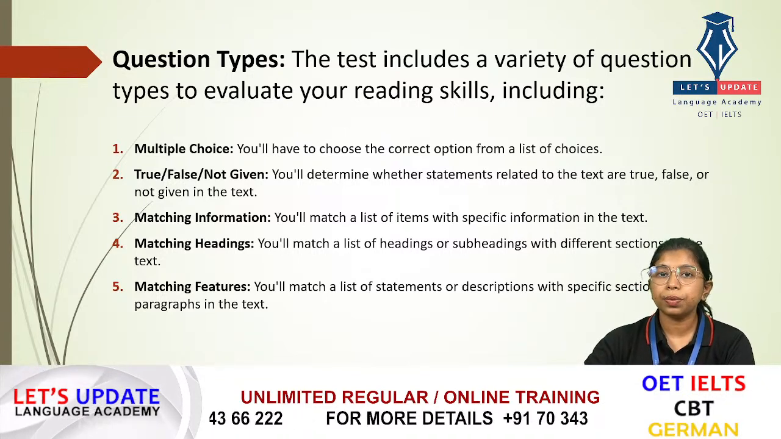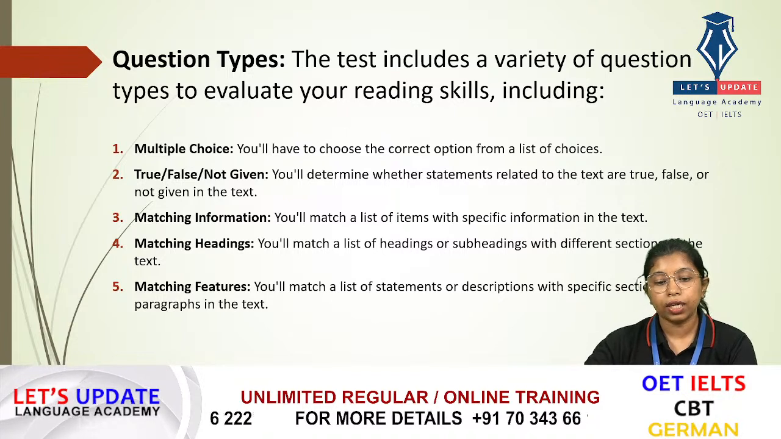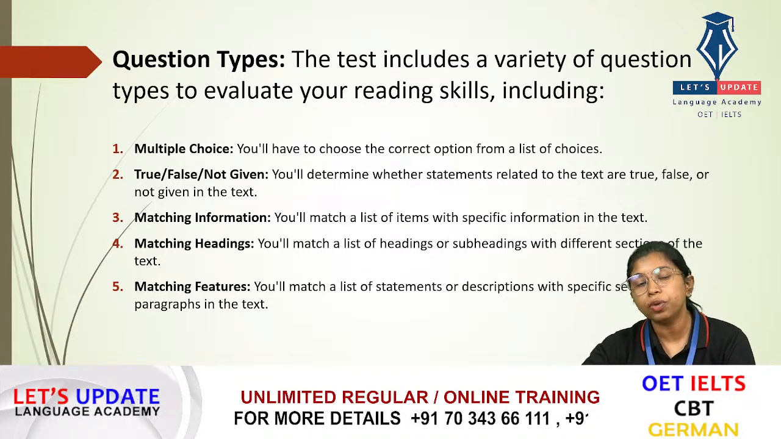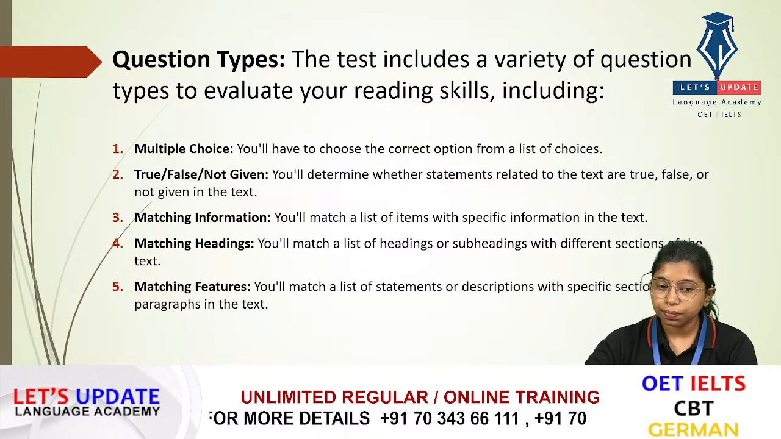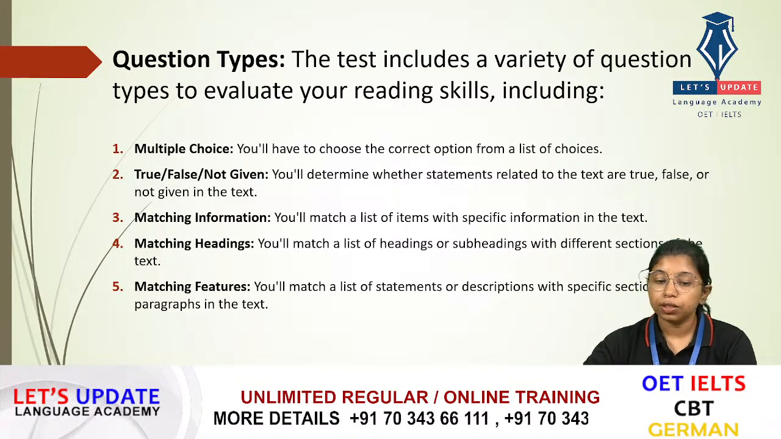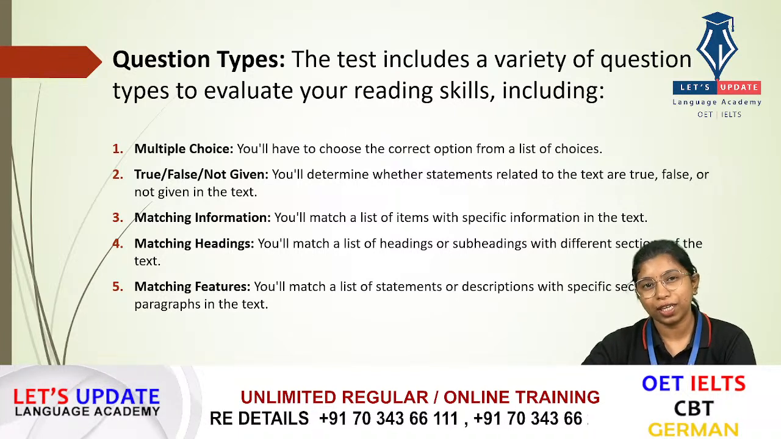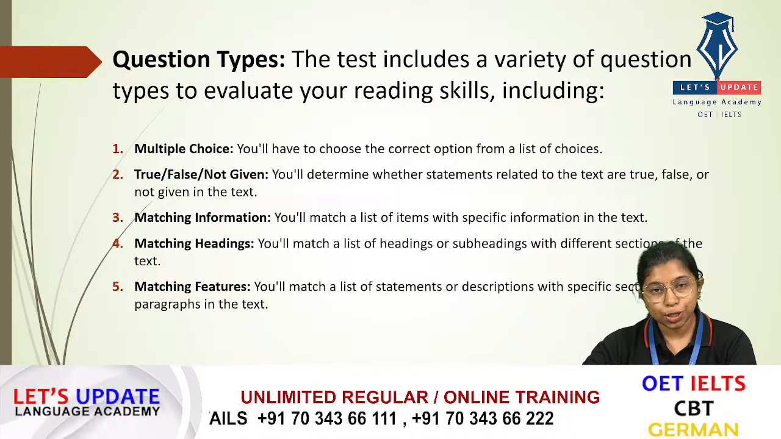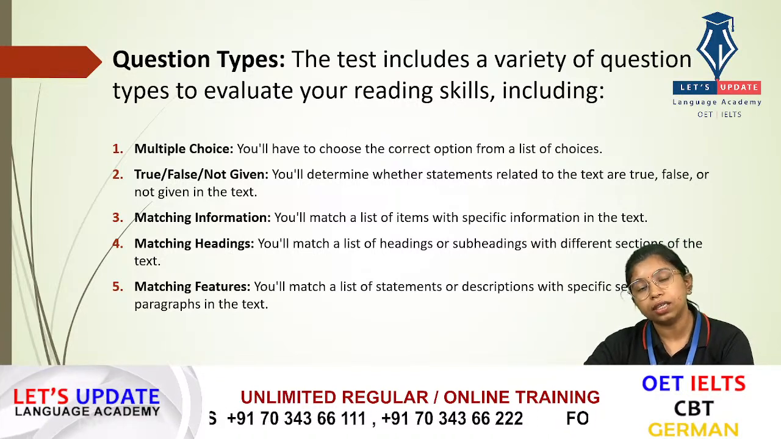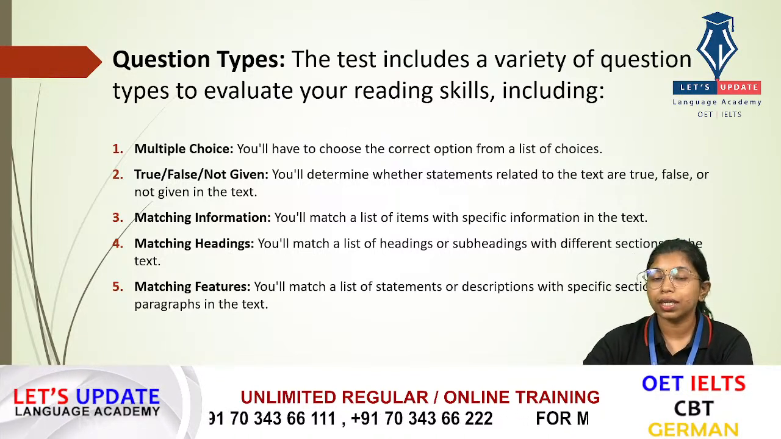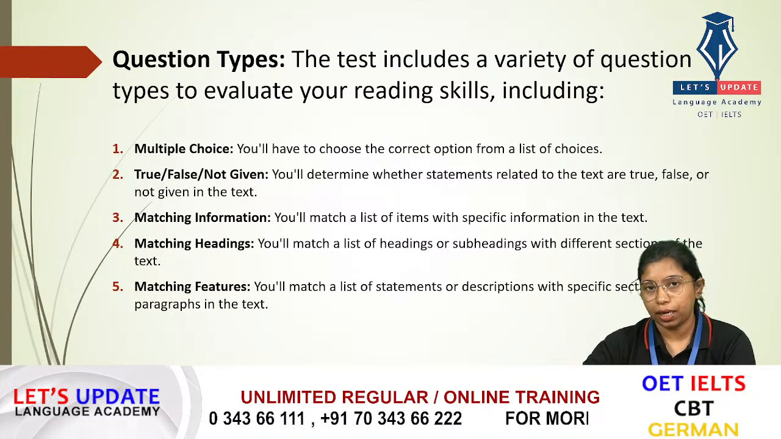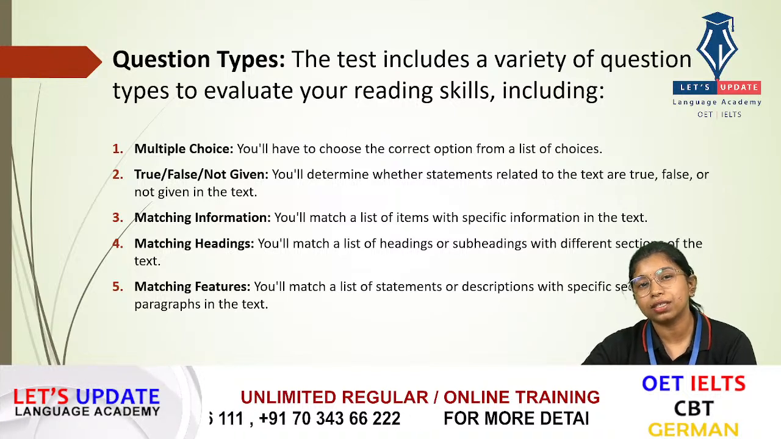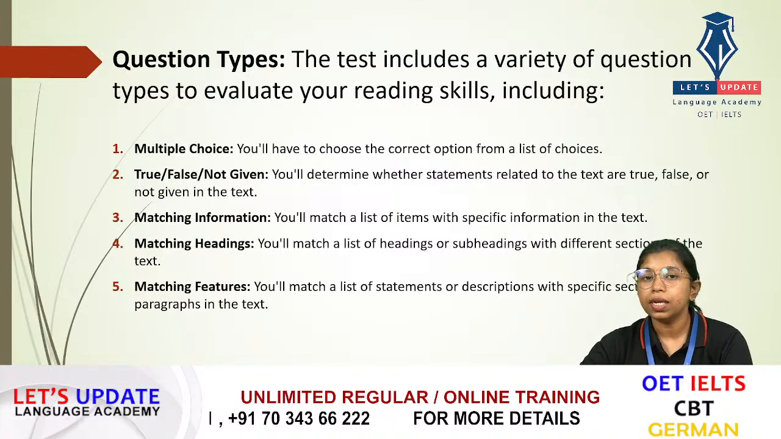Then the next question type is matching information, where you will get a list of items with specific information in the text and you have to match it with the other column. Then matching headings. This is also a difficult task for most of the students I have seen, where you will get a list of headings, maybe 10 or 11 headings, and you have to choose the correct heading for each paragraph. That is quite difficult, and sometimes we may get confused between these headings.